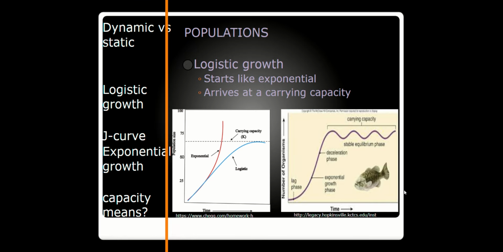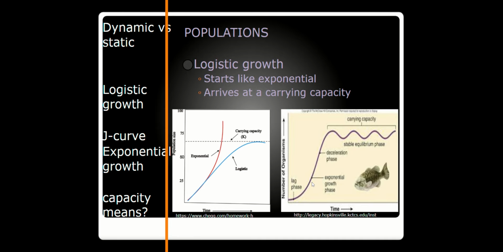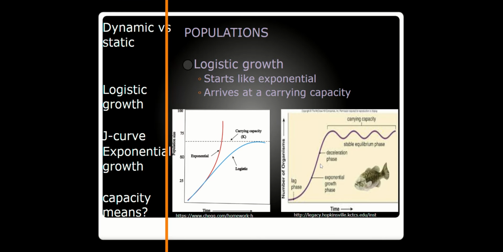So once you arrive at the carrying capacity, I want you to look at this image on this slide. And if you really take a look at it, yeah, they start the same. There's an exponential growth phase, and then they start to slow down. So the number of individuals keeps increasing until we reach up around that carrying capacity.